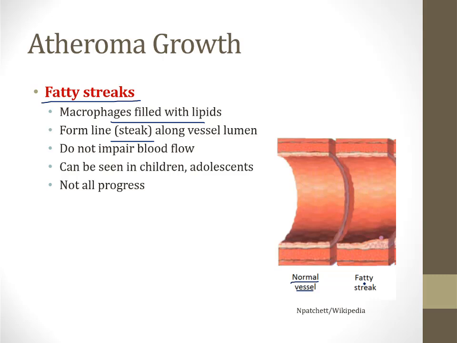The fatty streak is shown on the right side, and it really doesn't look like much except for a little bit of macrophages here in the wall that are filled with lipids. It does not impair blood flow, and you can find these in very, very young patients. It's been seen in children and adolescents. And the thing to know about these is they don't all progress. So anyone who has a serious atherosclerotic plaque once had a fatty streak in that location. However, not everyone that has fatty streaks is going to get plaque in that location later in life.